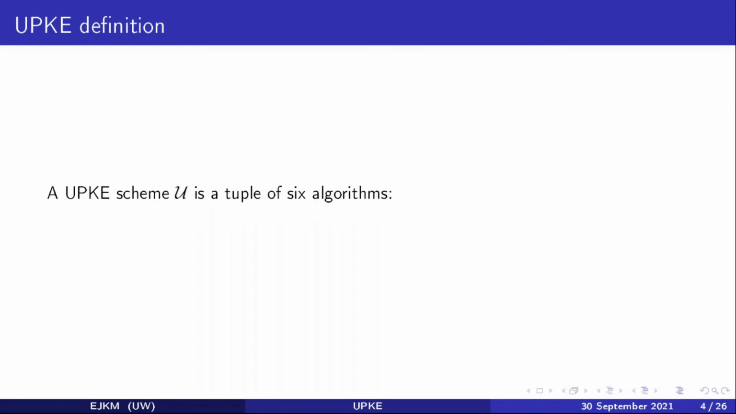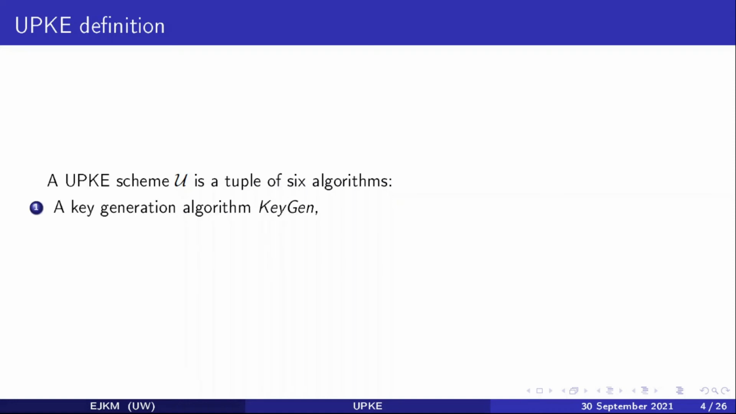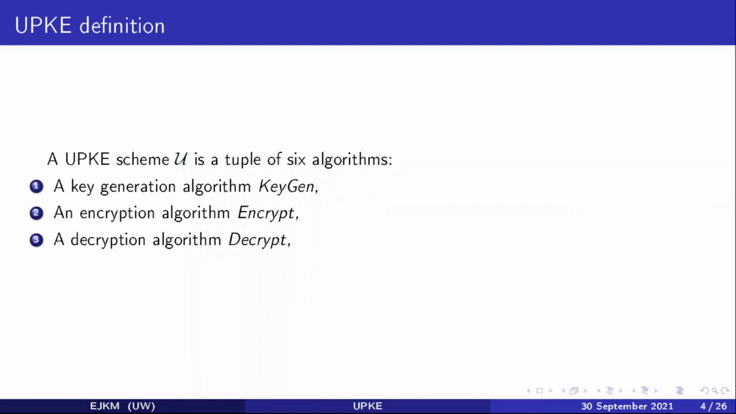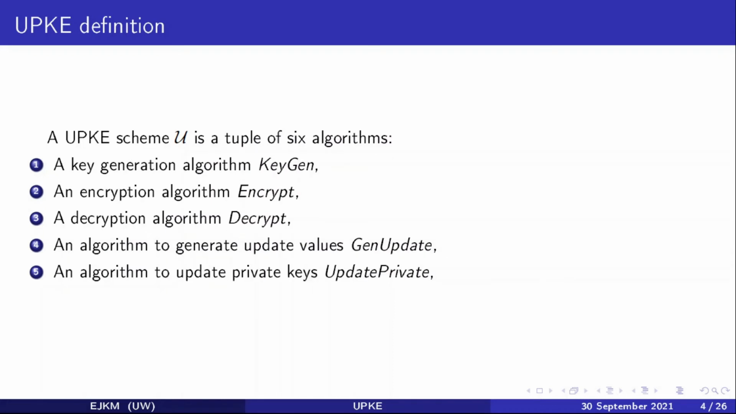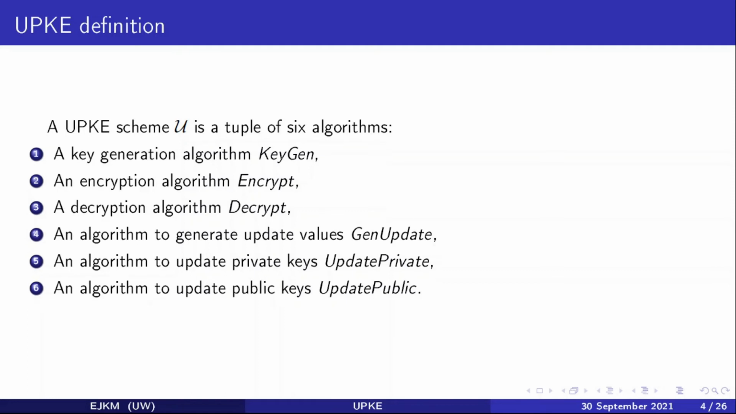So, what is a UPK scheme? It is a tuple of six different algorithms: a key generation algorithm, an encryption algorithm, a decryption algorithm, an algorithm to generate the update values, an algorithm to use those update values to update the private key, and an algorithm to do the same thing with the public key.